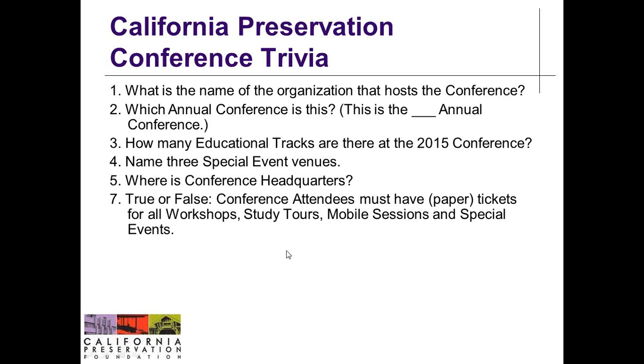True or false? Conference attendees must have paper tickets for all workshops, study tours, mobile workshops, and special events. False. You're right. They'll have either paper tickets or a name badge. So that's again a new change this year. We're going to try it, and if it works, good for us. If it doesn't, well, we'll reboot next year. We wanted to give it a shot because there's a whole lot of work that goes into putting this together, and divvying up those tickets for all these folks is really tedious. So we'll see how it goes, and we'd like your feedback on this because we are trying a couple of new things.